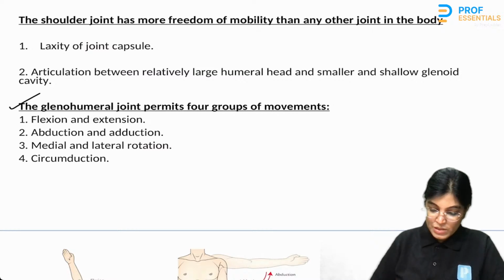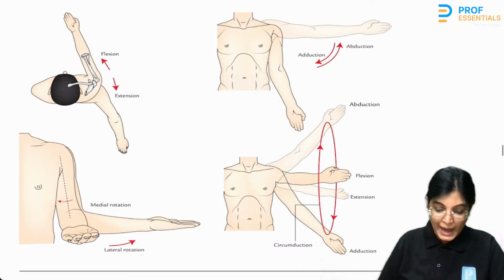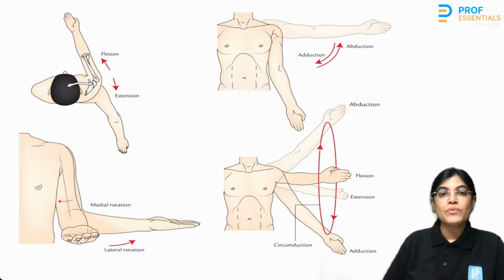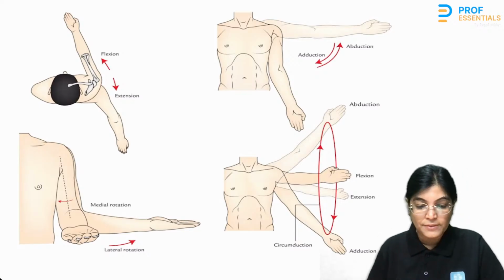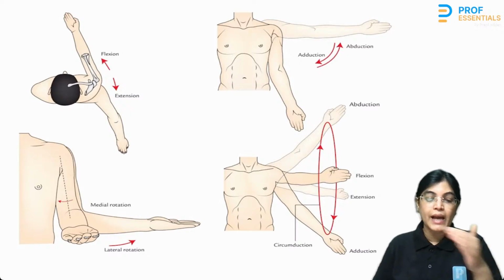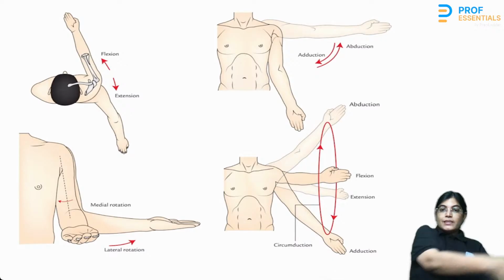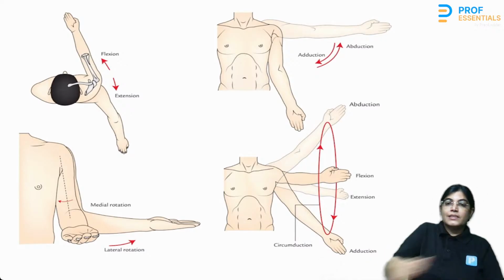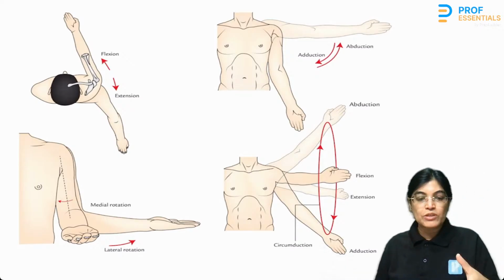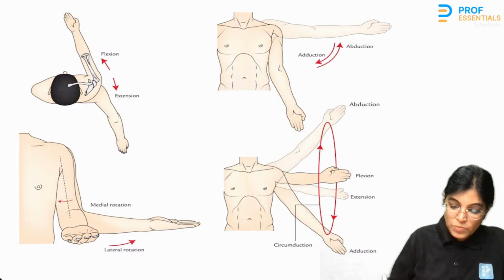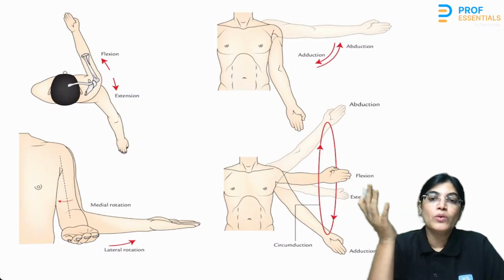Now I want everybody to see this image so that you can understand the movements which are possible in the shoulder joint. The first image is showing the flexion extension movement. Flexion extension movement occurs in the sagittal plane along the frontal, that is coronal, axis. This is flexion and this is extension. One of the important crux points is that flexion extension happens in the sagittal plane along the coronal axis.